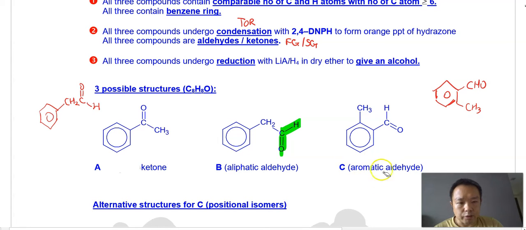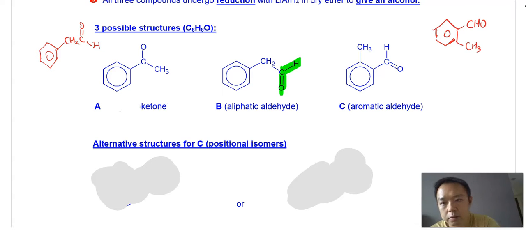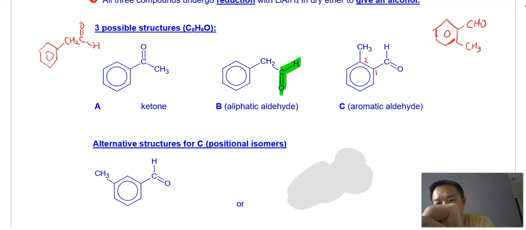Now take note for compound C itself, because there is not enough information in the question to tell you where the position of the methyl group is. We can have either the 1,2 position, in this case the 1,2 position with the aldehyde given the position number 1, or we can have the 1,3 or the 1,4.